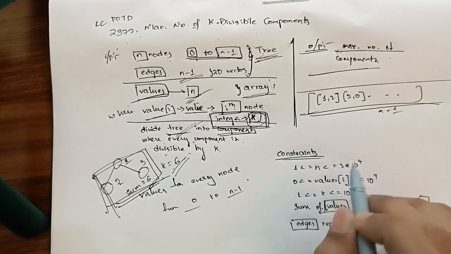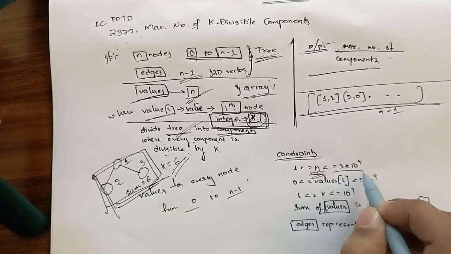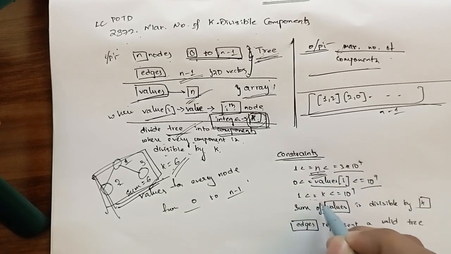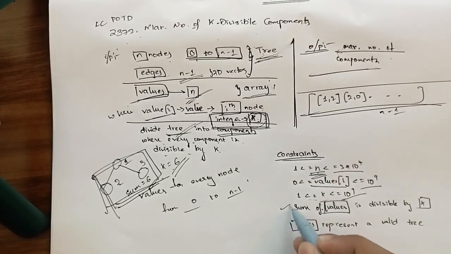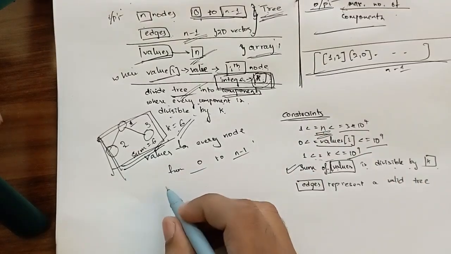Now the constraints are: the number of nodes n is up to 3 into 10 power 4, values are up to 10 power 9, and k is up to 10 power 9. And this is an important thing: the sum of values is divisible by k. So I'll explain how.